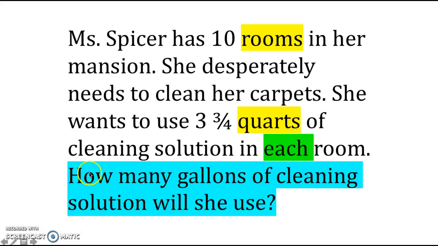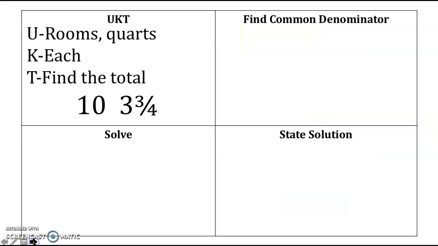Now we're going to find this information by looking at the question that's stated at the end. It asks how many gallons of cleaning solution will she use, she being Miss Spicer. So I'm thinking in my brain, do I know the total of gallons that she's going to be using, or do I need to find it? Now if I know the total, I know I'm dividing. If I need to find the total, I have to multiply. Now I know she uses 3 3/4 quarts on one room, but I don't know how many she's going to need to use in total, so I know that I'm finding the total. That being said, I know that I will be multiplying these two numbers together.